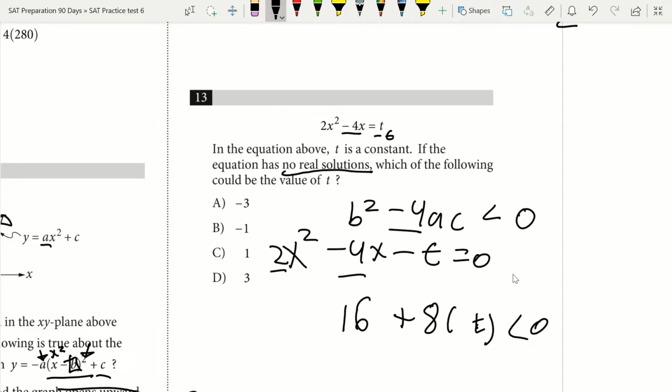In order for that to be less than 0, t is going to have to be negative 2 or less, because 8 times negative 2 gives me negative 16, which gives me 0, so it's got to be less than negative 2. My only answer that's less than negative 2 is A, so for 13, my answer is going to have to be A. All right, 14.